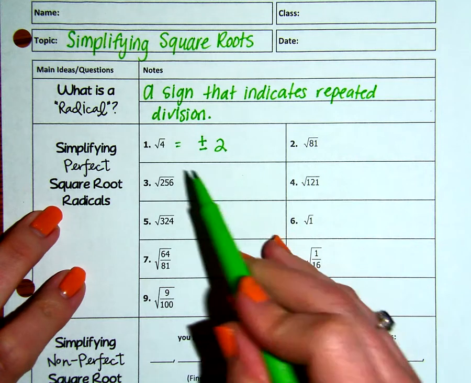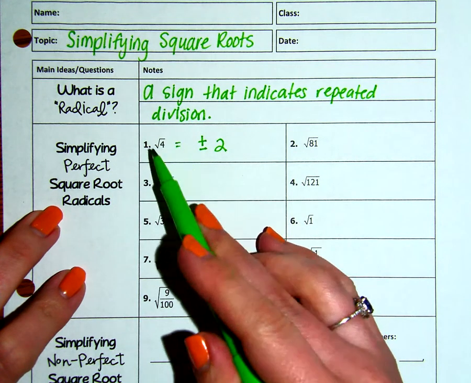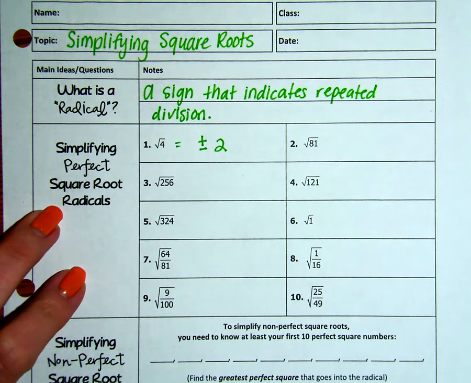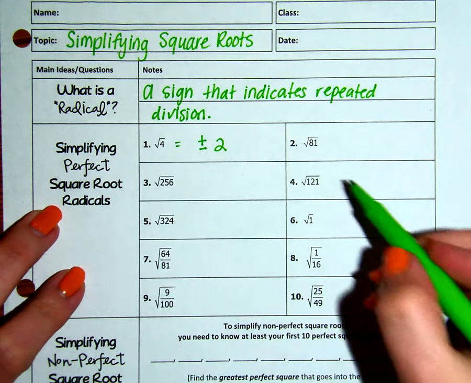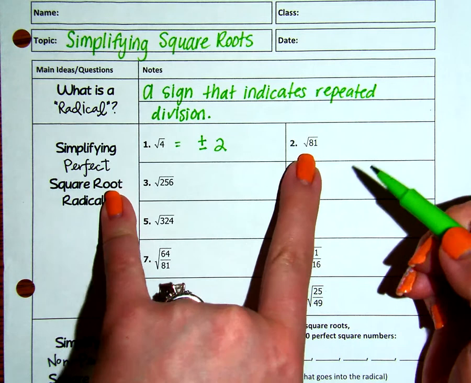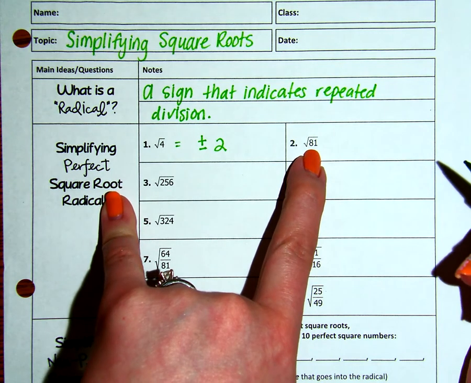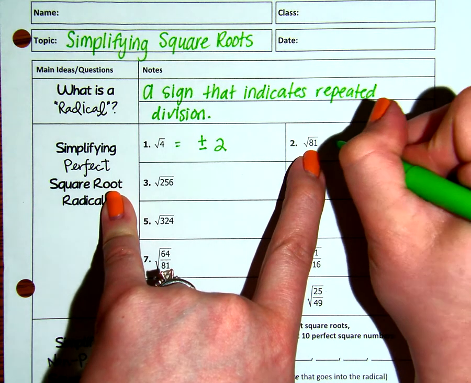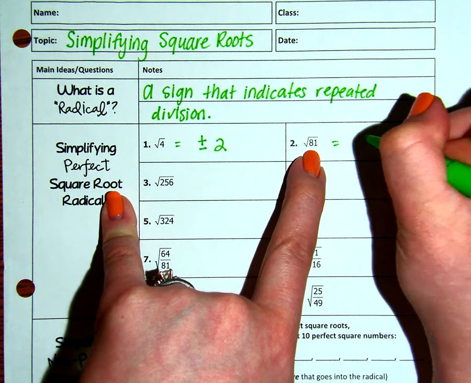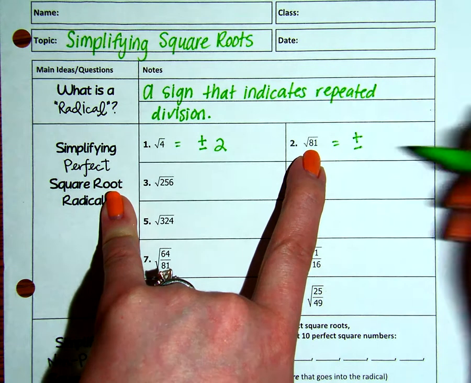So when I'm thinking about simplifying radicals, I think kind of backwards. What times what gets me the number underneath the radical? So here, number 2, what times what would give me 81? 9. Okay, and remember, when I'm taking the square root of anything, it is a plus or a minus 9.